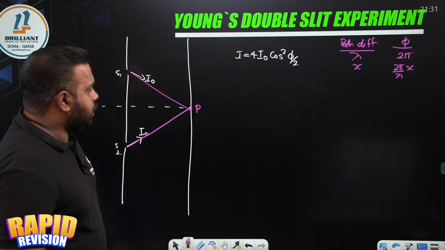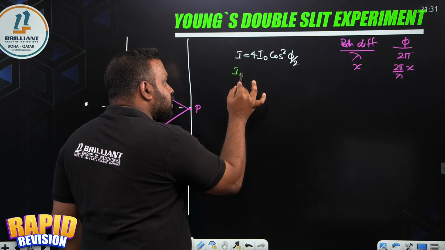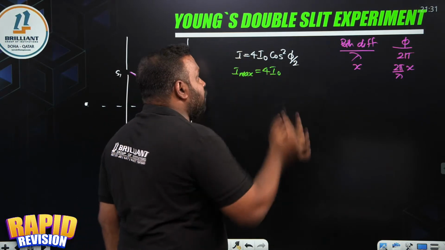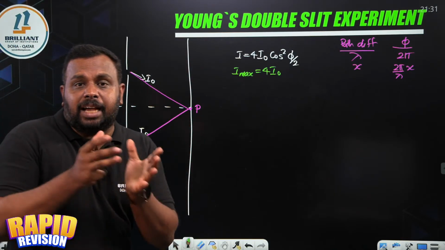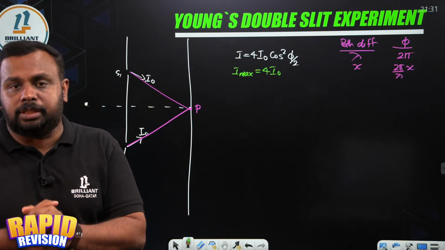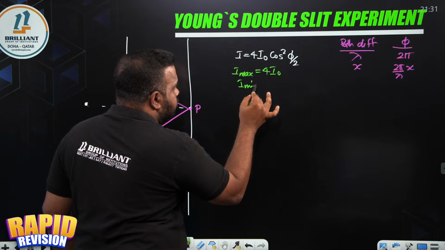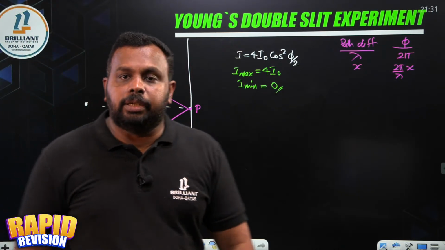Now, in this intensity formula, once again, you can see that I max, the maximum intensity, will be how much? 4 I naught. Because for it to be maximum, the cos function should be maximum. So we get 4 I naught. That means that is the intensity of the bright fringe in the interference pattern. And what is I minimum? I minimum is 0. That means 0 energy, perfect dark.